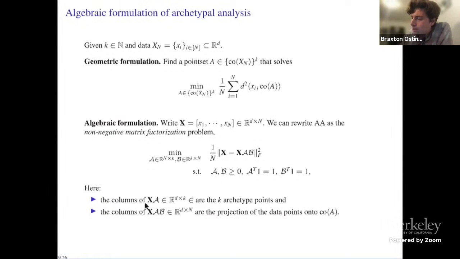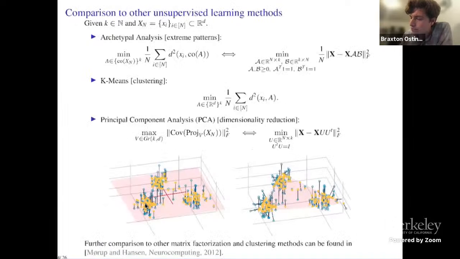Okay, so this is completely equivalent to the previous formulation. You might ask how archetypal analysis compares to other unsupervised learning methods that you might have heard of. It's very closely related to k-means. In k-means, you can write it like this. Comparing this to the geometric formulation of archetypal analysis, you just remove the convex hull. So I replace the convex hull with A, and I no longer have a constraint that A is contained in the convex hull of the data.